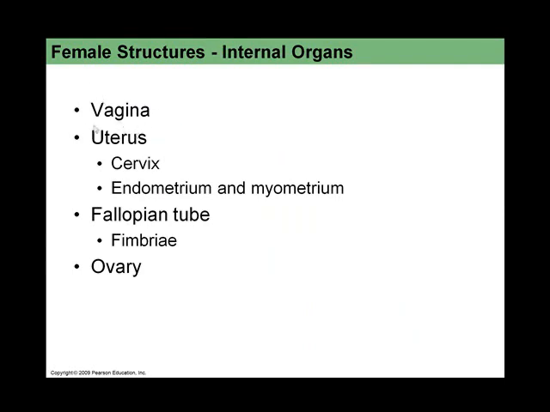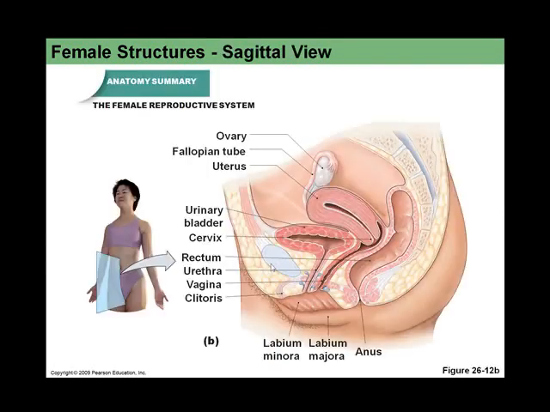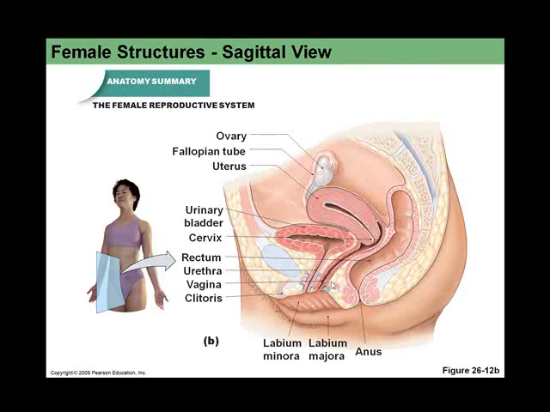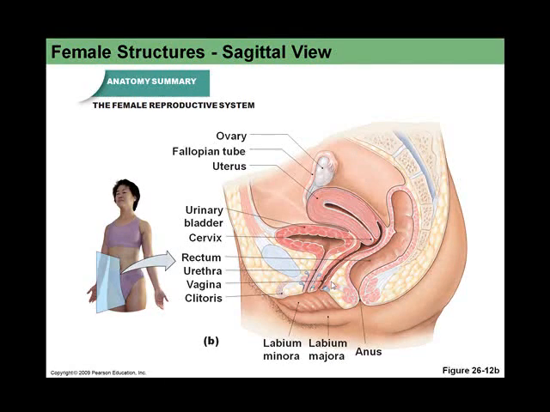So the female internal structures, the vagina, the uterus. The vaginal introitus or orifice is the opening, and beyond that internally is the vagina, so the entire vagina from that opening inward is an internal organ. The uterus, the cervix, the endometrium and the myometrium, the fallopian tube, the fimbria and the ovaries, so these will be reviewed again in a very cursory fashion.